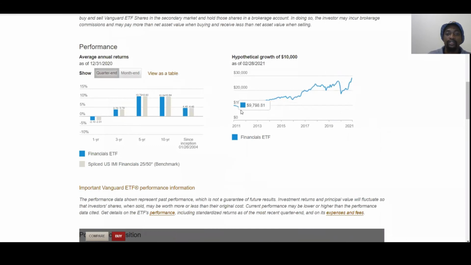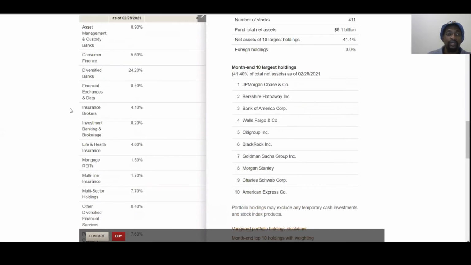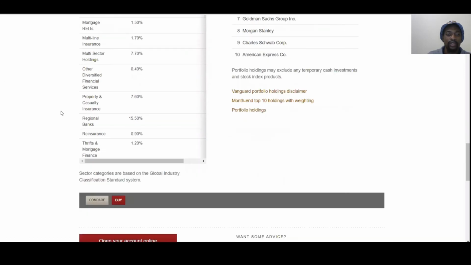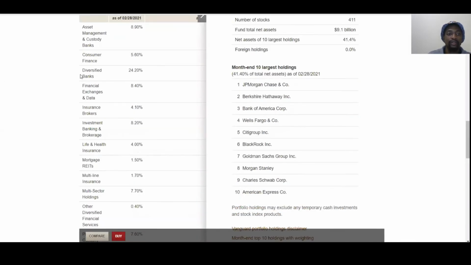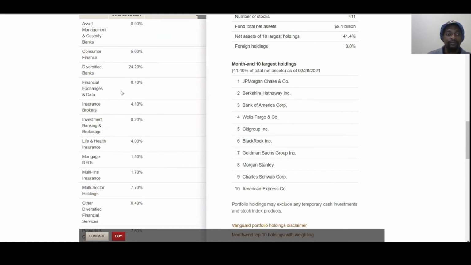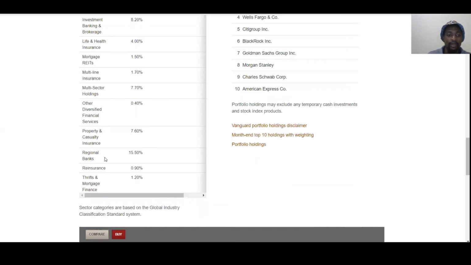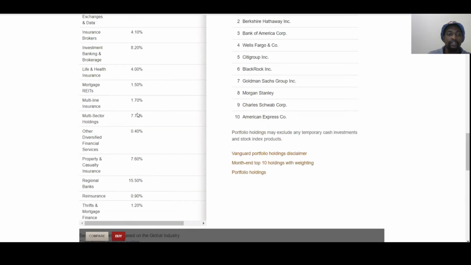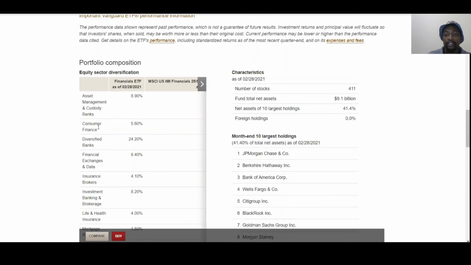As you can see, this one has been on an uptrend for quite some time, even though there was a bit of a dip there in 2020. Everything just dipped at that time, so it's not unique to this ETF. It's a financial ETF. We want to look at the largest holdings. Okay, 24% is diversified banks, and then the asset management and custody banks. It also has regional banks, about 15%. The lowest holdings there are reinsurance and other diversified financial services. But most of it is just financial services.